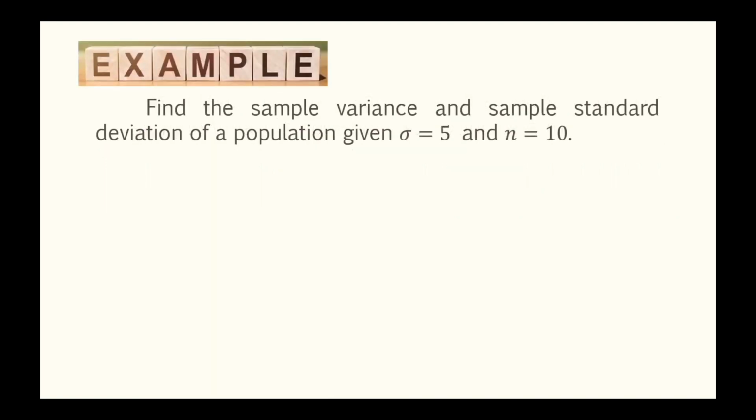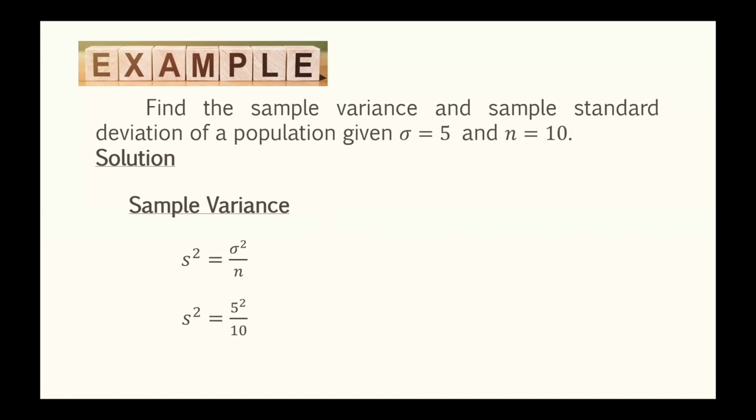Let us have this example. Find the sample variance and sample standard deviation of a population given the sigma for the standard deviation, which is equal to 5, and n is equal to 10. Here, for the solution for the sample variance, we have the formula s squared is equal to sigma squared over n. To evaluate given the values, we have s squared is equal to 5 as the value of sigma, with exponent 2, all over 10. Using your calculator, 5 squared is equal to 25 divided by 10, so s squared is equal to 2.5.